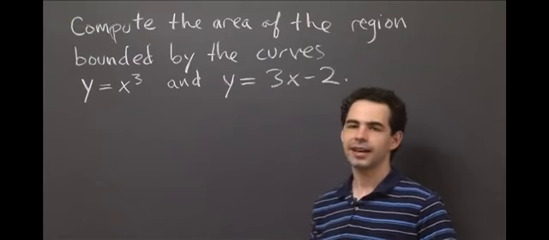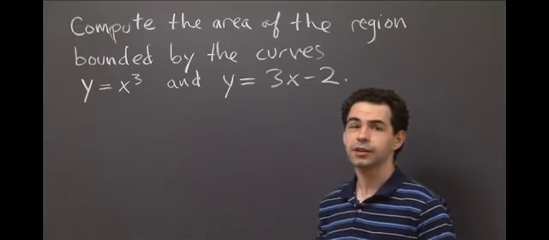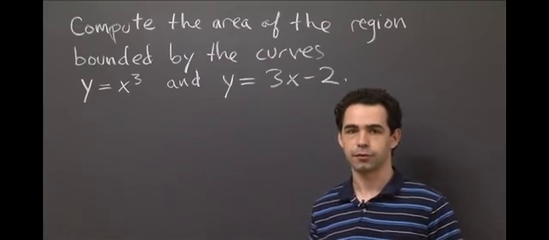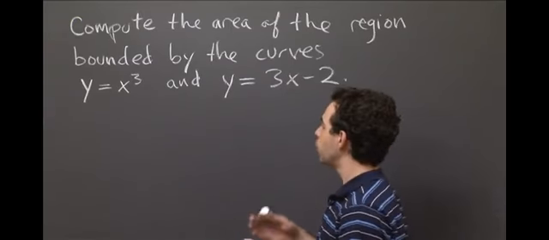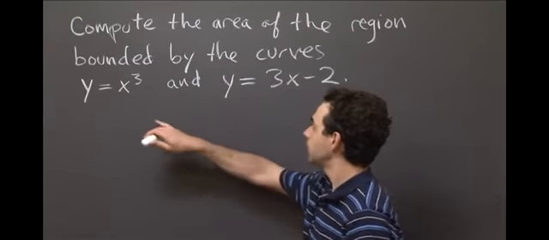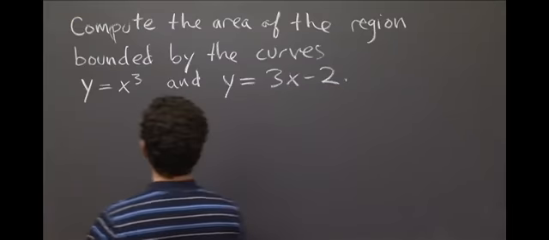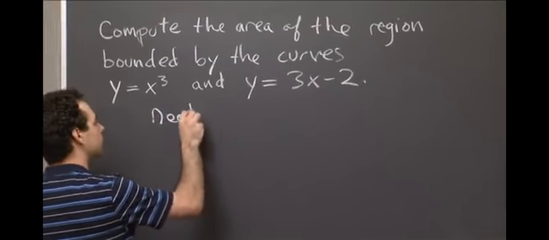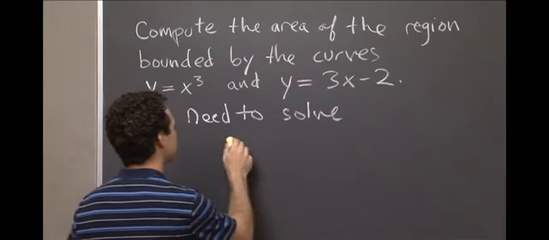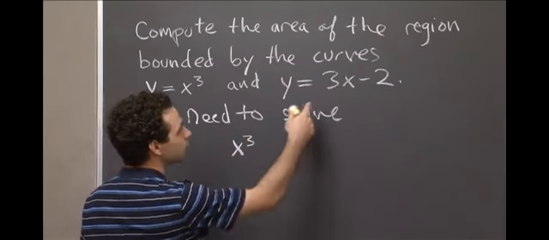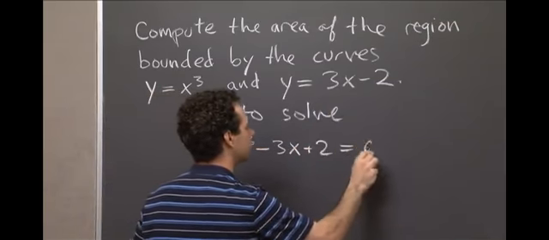In order to figure that out, we should figure out where these curves intersect. In other words, we need to find the endpoints of the interval over which we're going to integrate. So we have to solve for the intersection between y equals x cubed and y equals 3x minus 2. We need to solve the equation x cubed equals 3x minus 2, or x cubed minus 3x plus 2 equals 0.